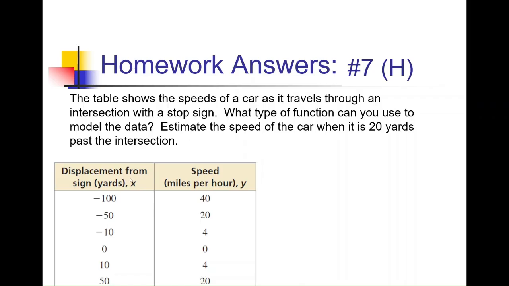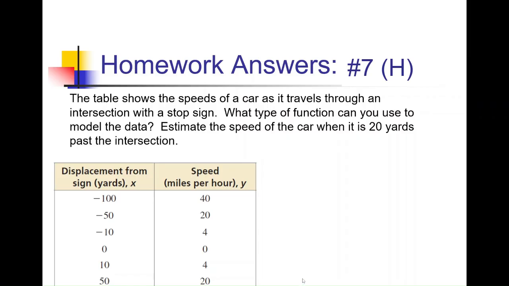On this problem, we have a table showing speeds of a car as it travels through an intersection with a stop sign. So we've got, let's see, at negative 100 yards away, we're going 40 miles an hour. And then you can see that as we get closer, the speed is approaching 0. And then as we get further away from the stop sign, the speed increases again, which is about what you would expect.